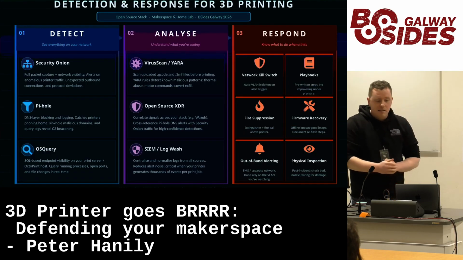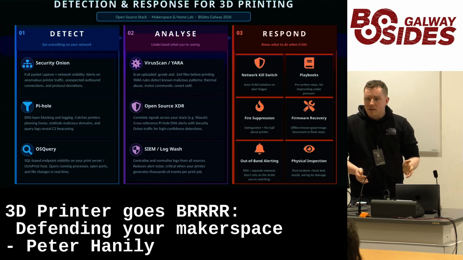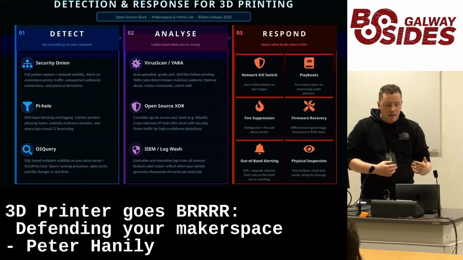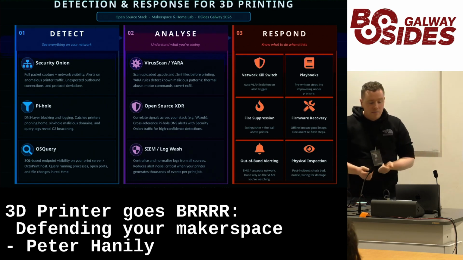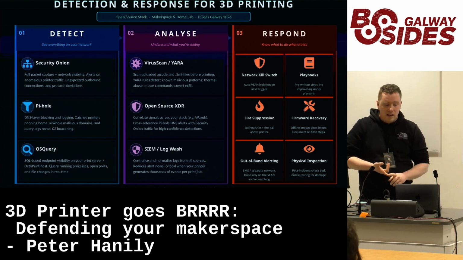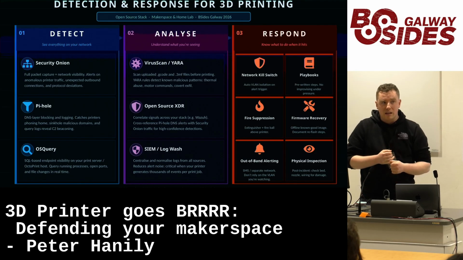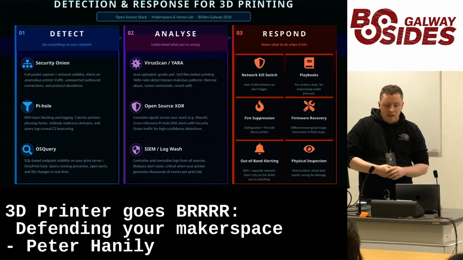Because I work in detection and response every day, my brain is like, how can I work this as an incident? Well, I'm already monitoring it with Security Onion, and Pi-hole, I have that as well. I could set up OSquery on the Raspberry Pi if I wanted to. You could write your own YARA rules. I was thinking you could even build a malware scanner just for the 3D printed files, but it's trying to find good use cases there, really.